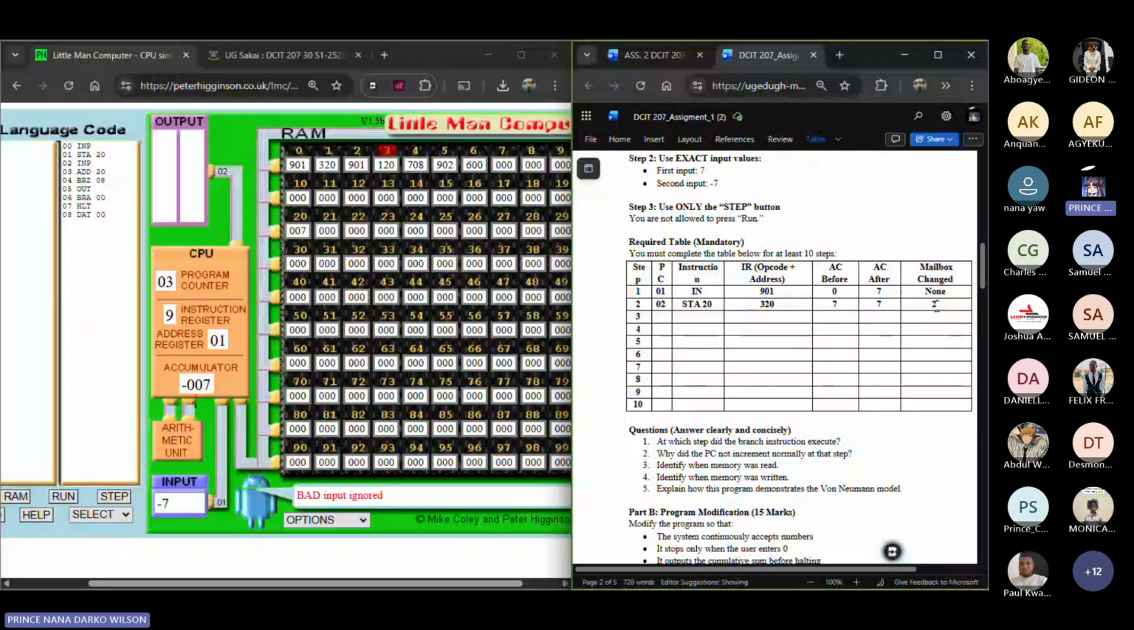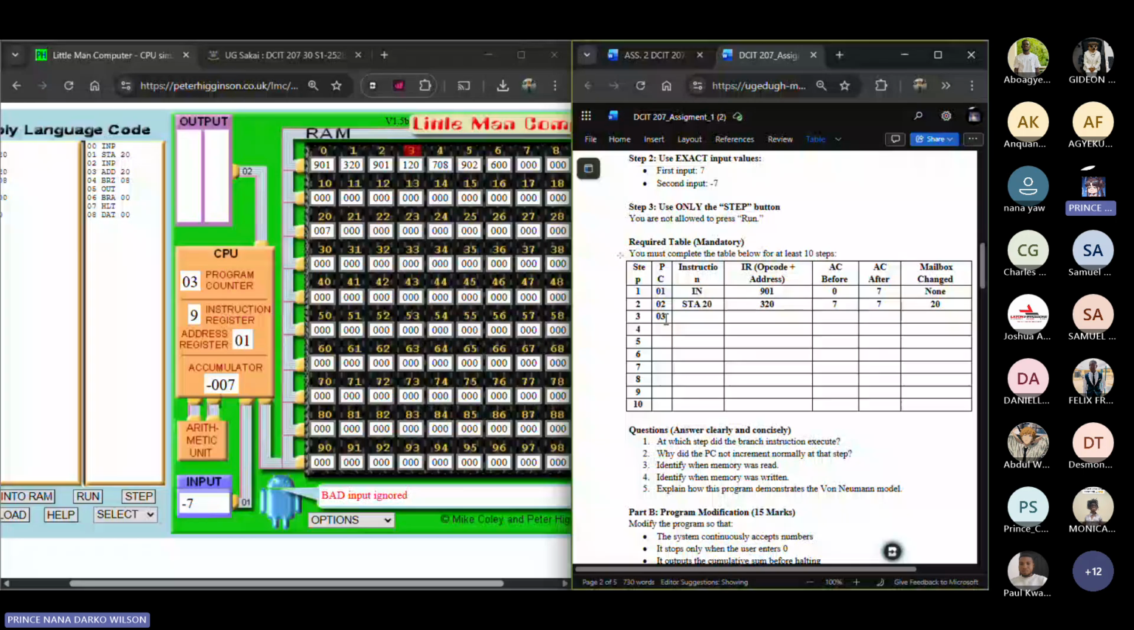We have stepped this how many times? Input 1, 3. So at step 3, the program counter incremented to 3. The address was 901.